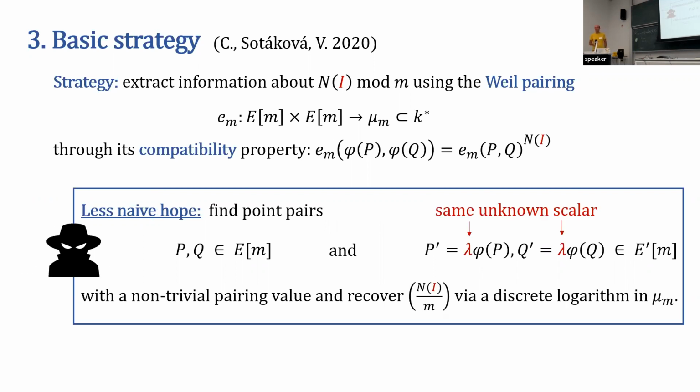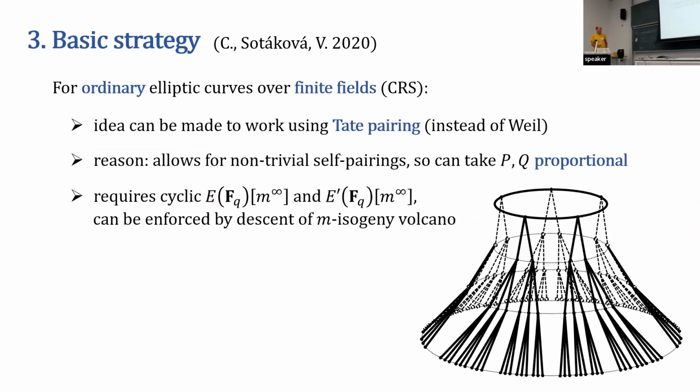But here's an important relaxation. Instead of really wanting that P prime equals phi of P, it suffices that this is a scalar multiple of phi of P, for some unknown scalar, we don't need to know it. As long as our guess for Q prime is then related to phi of Q by the same scalar. Why is that sufficient?